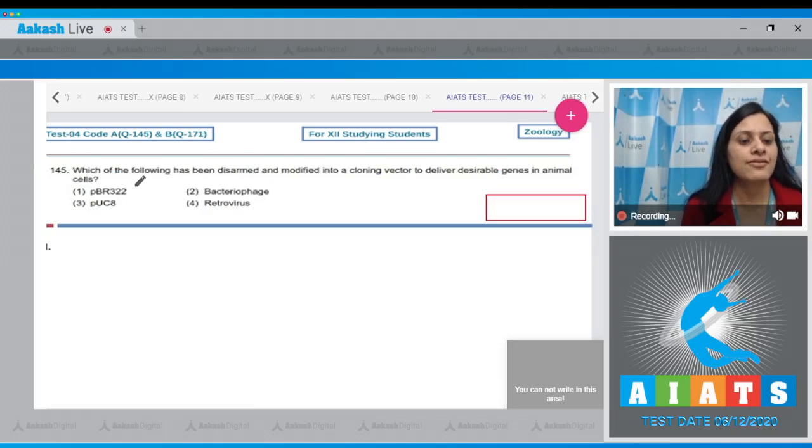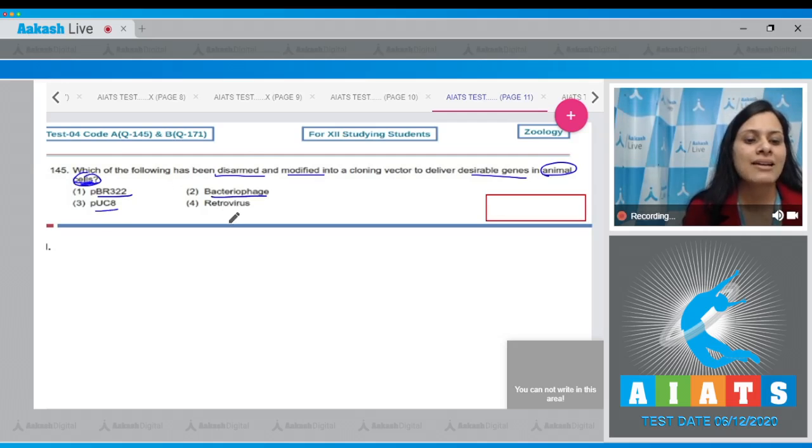Question number 145. Which of the following has been disarmed and modified into a cloning vector to deliver desirable genes in animal cells? So the keyword is animal cells. And the options given are pBR322, bacteriophage, pUC8, retrovirus. All three options are incorrect because these are not suitable to deliver desirable genes into animal cells. So the correct answer to this question is option number 4. Let's move on to the next question.